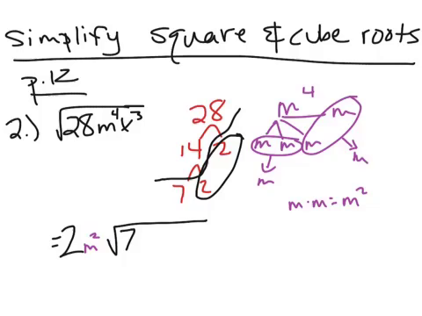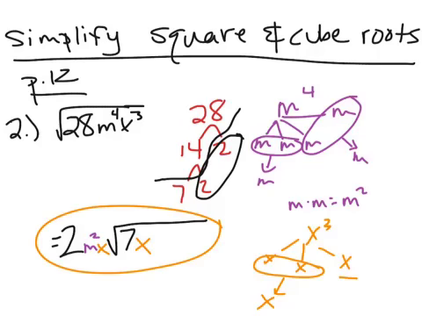Now I have to deal with my x. I have x to the 3rd power. So I take out 1, 2, 3 x's. So I have one pair and one left over, which means I take 1 and put it outside, and then my 1 left over goes inside. So my final answer would be 2 m squared x times 7 radical x.